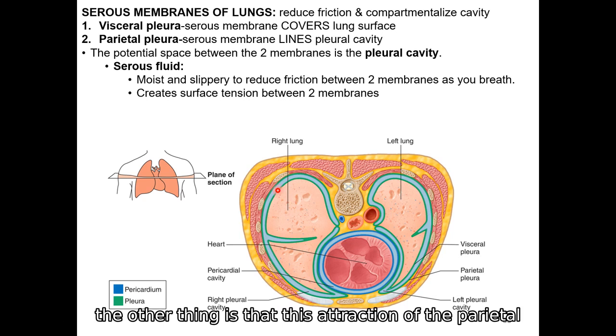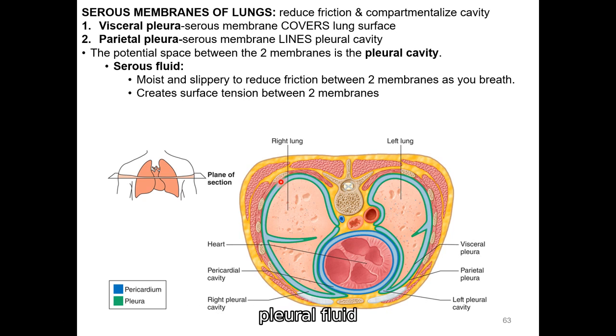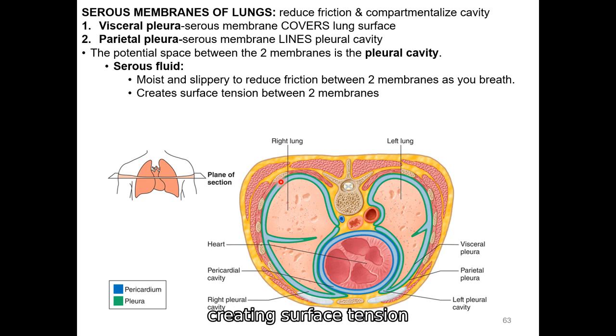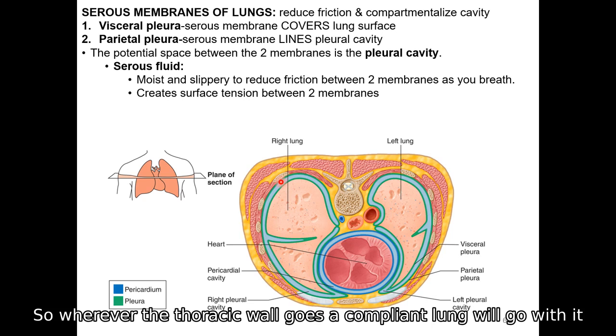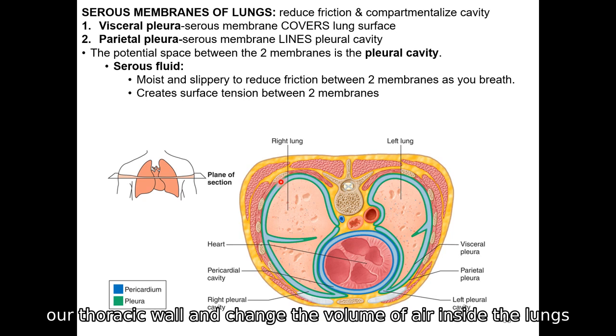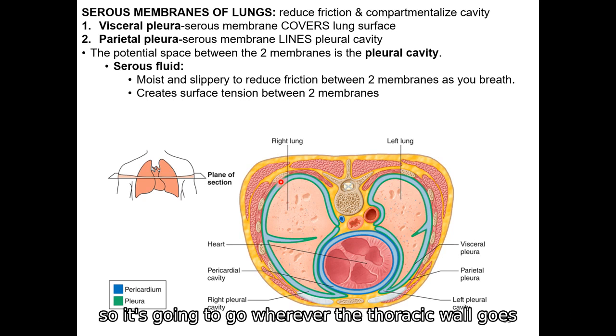The other thing is that this attraction of the parietal pleura to the visceral pleura, because of the cohesion of the pleural fluid, is going to keep our lungs inflated. Okay, it's creating surface tension, so wherever the thoracic wall goes, a compliant lung will go with it. And so all we have to do to breathe is move our thoracic wall and change the volume of air inside the lungs. A compliant lung is a stretchy lung, and so it's going to go wherever the thoracic wall goes.